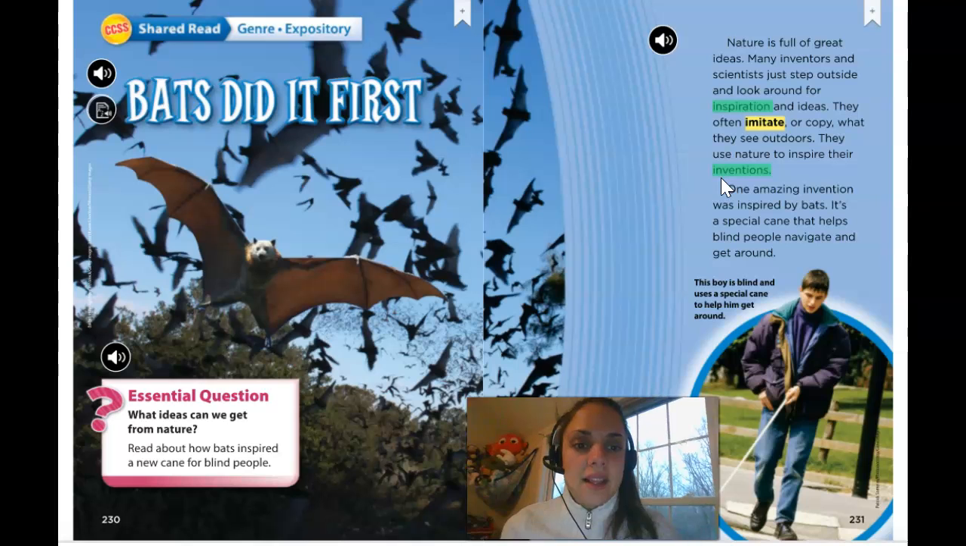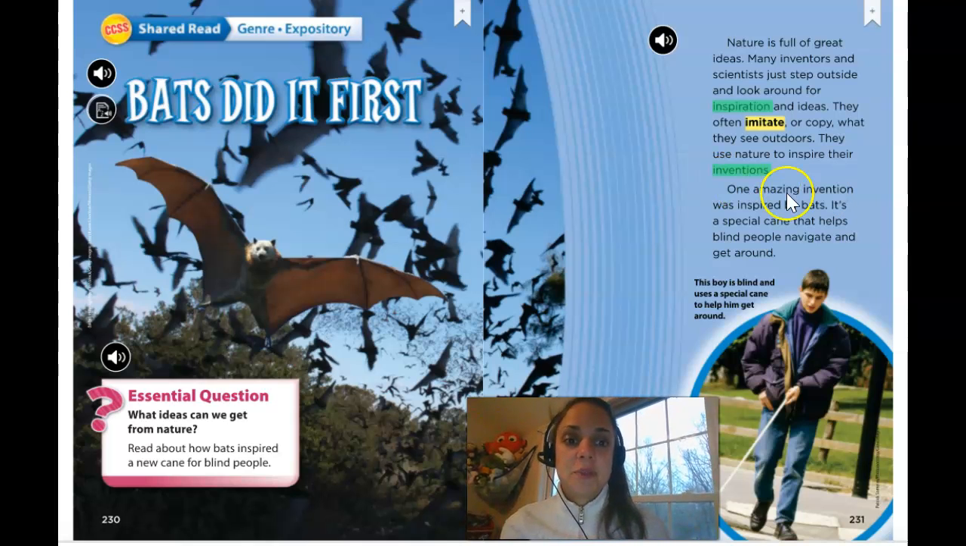Okay. If I look inside of this word, I see the basic, simple word, invent. Invent means to create something. Inventions are the creations. So those meanings are related. So invent is the root word, which we can also call a base word.